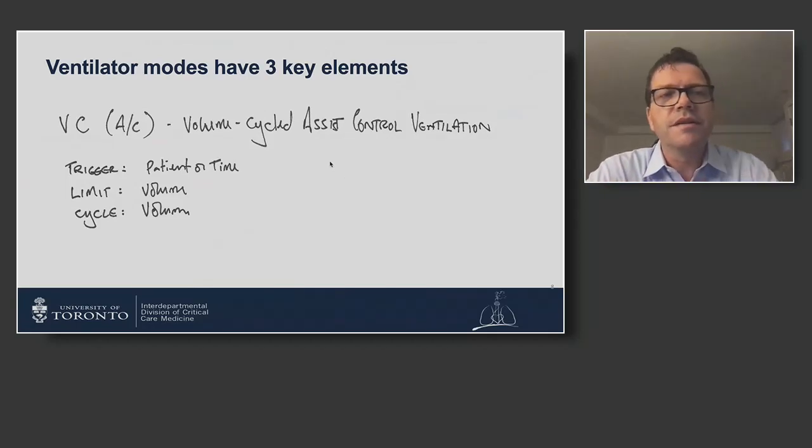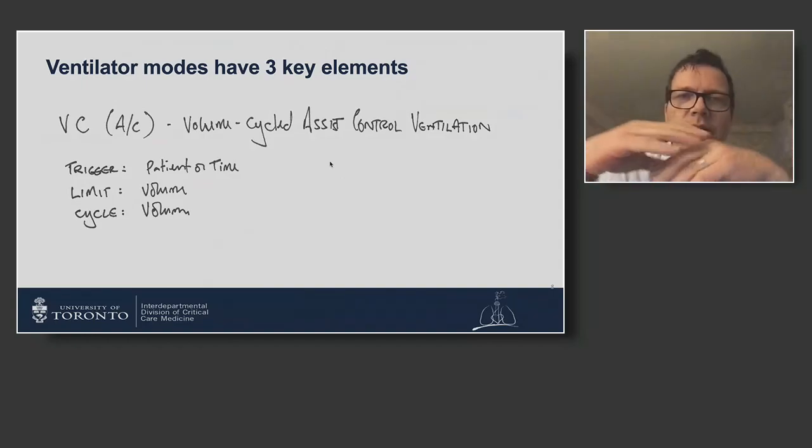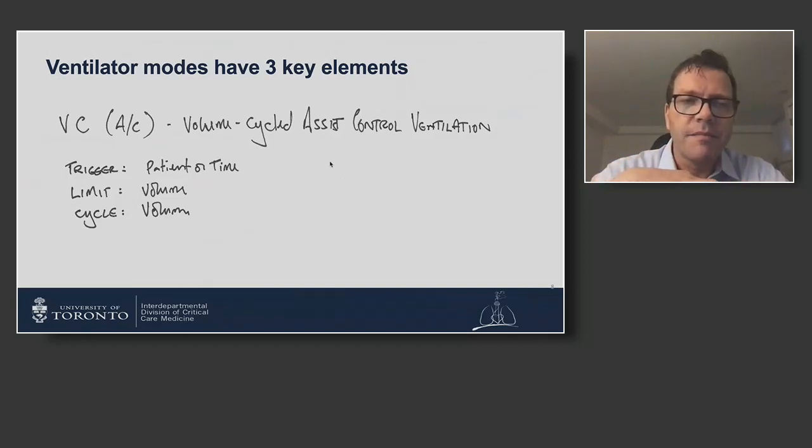So on this, you could have a patient completely sedated and paralyzed on volume cycle assist control, or they could be more awake and initiating some of their breaths, but every breath will be more or less the same. As soon as the ventilator is triggered, the flow valve gets turned on, flow starts and continues until the volume that you've set has been delivered.